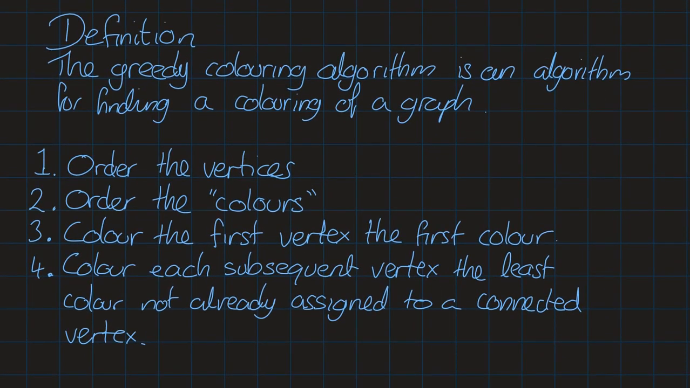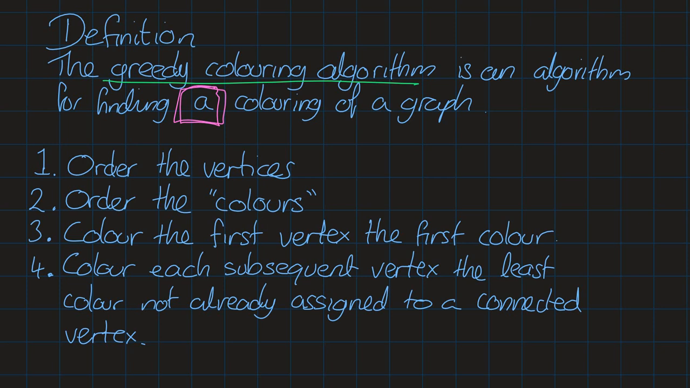The greedy colouring algorithm is an algorithm for finding a colouring of a graph. And the one word I want to really highlight in this definition is the word "a". You give it a graph, and it gives you a colouring of the graph, and it's a proper colouring. So no neighbouring vertices have the same colour. But that's all it promises to give you. It doesn't promise to give you the best colouring or the most efficient colouring or anything like this. It just gives you a proper colouring. It doesn't violate the rule where neighbouring vertices have to have different colours.